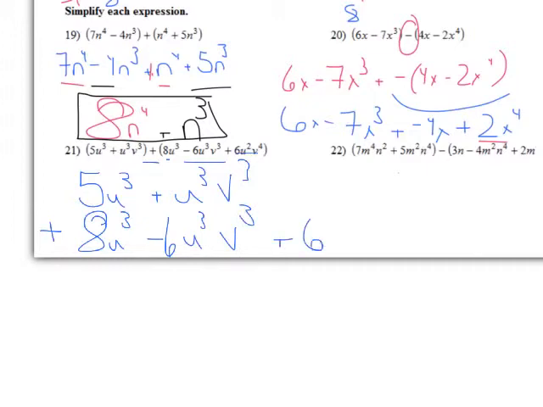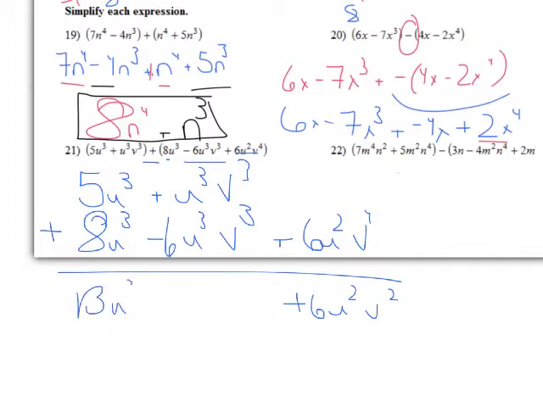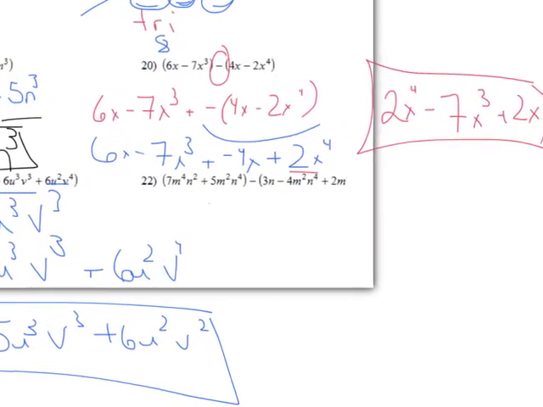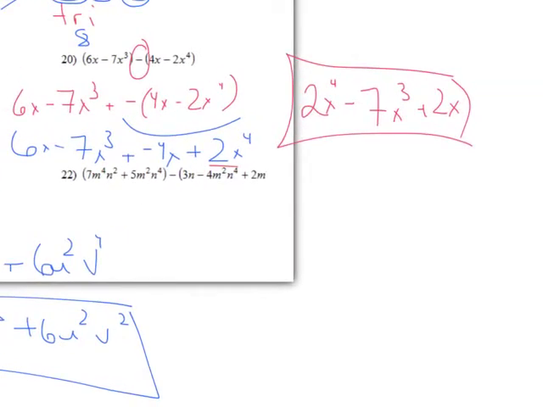That doesn't have any like terms, so that's just going to go over here. I can just bring that down because I know that I'm not adding anything to it. These will be 13u cubed, and this will be negative 5u cubed v cubed. That's my final answer. I'll do the same thing over here.